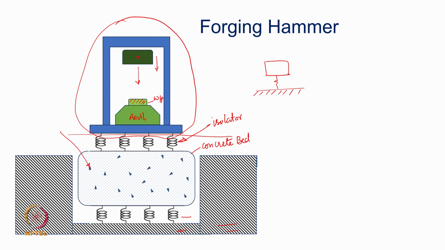However, if the concrete bed is finite and its mass is not too high compared to the mass of the hammer, then I will have to have the modeling revised and updated to account for both the masses. Now, this is that of the bed and this is that of the hammer. So, this is the isolator stiffness here, K1, and then this is the isolator at the foundation, right.